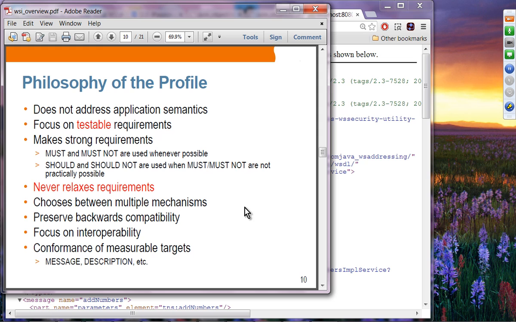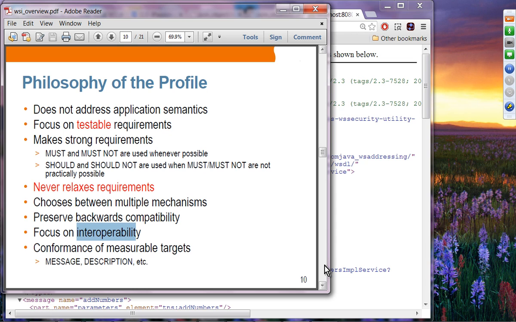Okay, that makes sense, right? And sometimes it chooses between multiple mechanisms. So if there are multiple mechanisms to implement a certain spec, it actually chooses one so that everybody can interoperate with a particular chosen mechanism. Preserve backward compatibility focuses, again, on interoperability. Okay, and conformance of measurable targets.